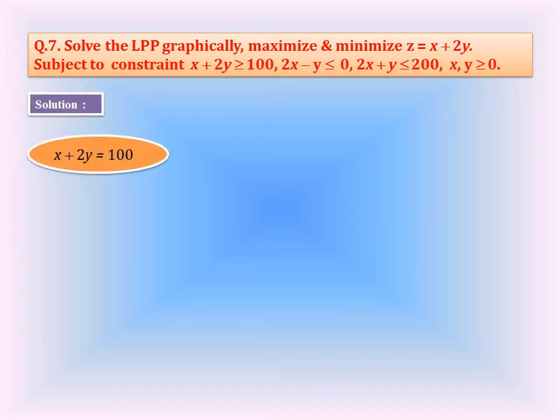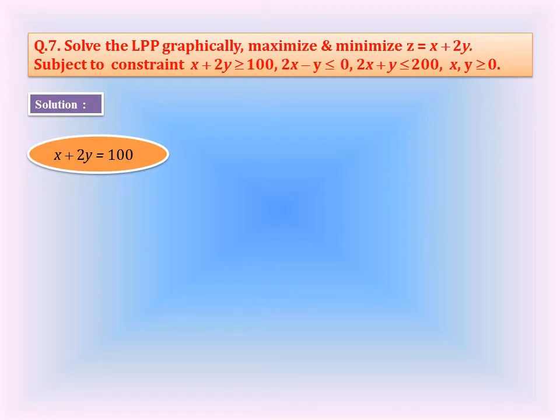Next example is: solve the LPP graphically, maximize and minimize z equal to x plus 2y, subject to the constraints x plus 2y greater than or equal to 100, 2x minus y less than or equal to 0, and the third constraint is 2x plus y less than or equal to 200, and non-negative constraints x, y greater than or equal to 0. Here our objective function is z equal to x plus 2y, and we have to find the maximum and minimum value of z. Let us see the solution.